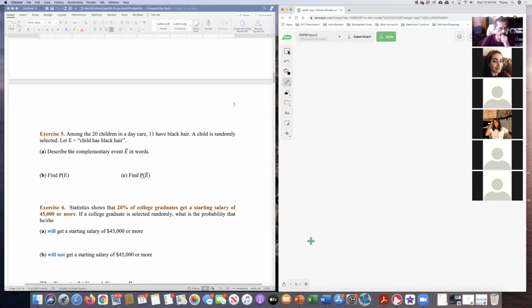There are 20 children in the daycare, 11 have black hair, and 1 child is randomly selected. The event is the child has black hair. Okay, so E is defined as the child has black hair. Now, how would you describe E bar in words? The child does not have black hair.